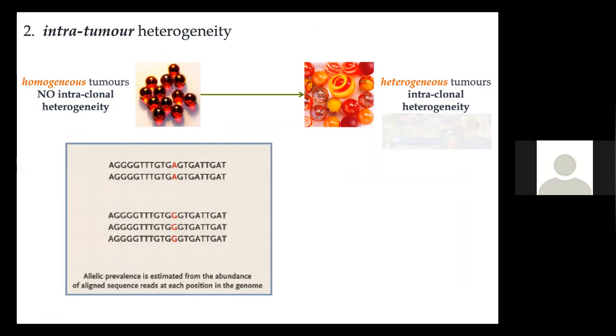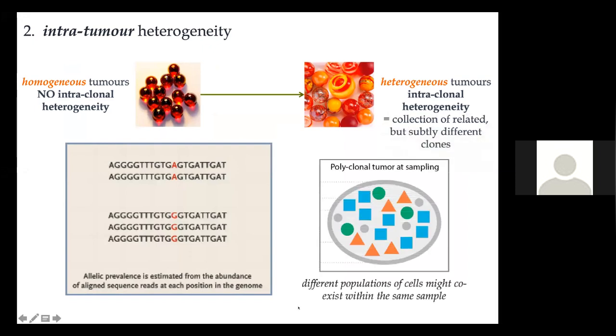Another important level of heterogeneity is referred to as intratumor heterogeneity, and describes the fact that each tumor includes a collection of related but different clones. This type of heterogeneity has been highlighted by next generation sequencing, which has clearly demonstrated that the frequency of any single nucleotide variant that we can observe in a tumor clone might be less than 100%, suggesting that different populations of cells might coexist within the same sample.